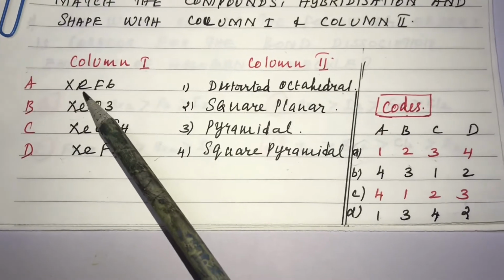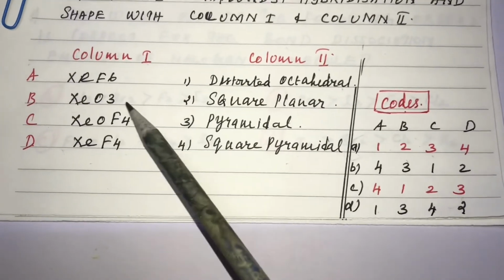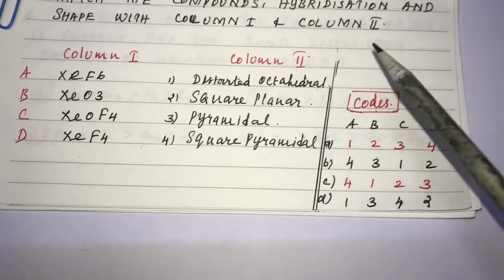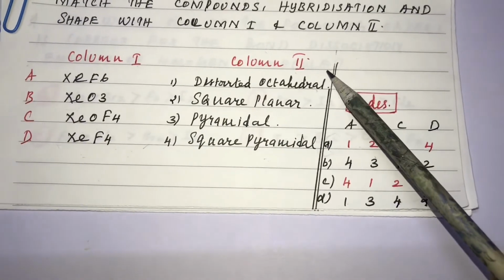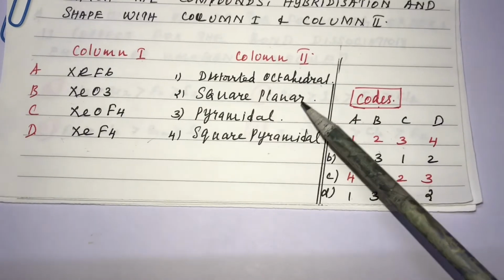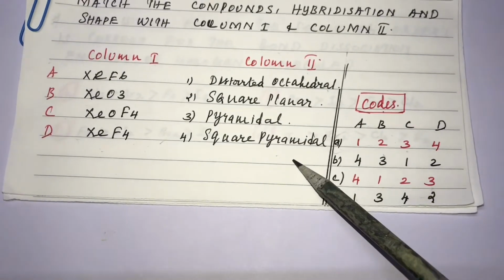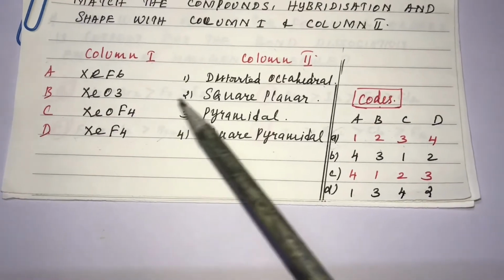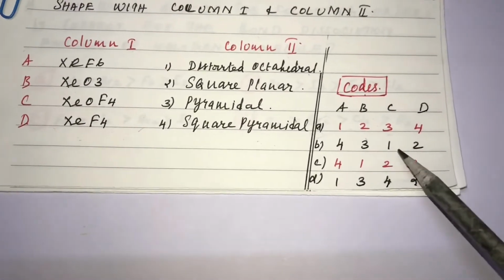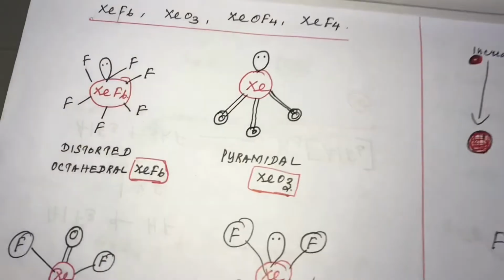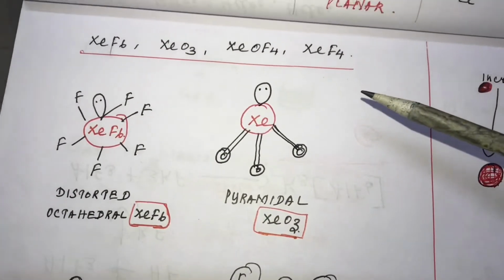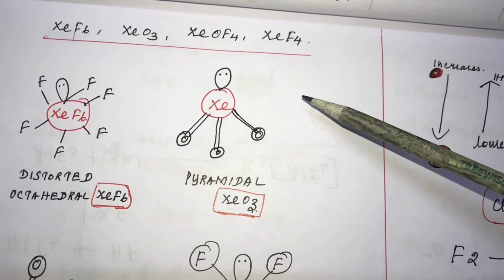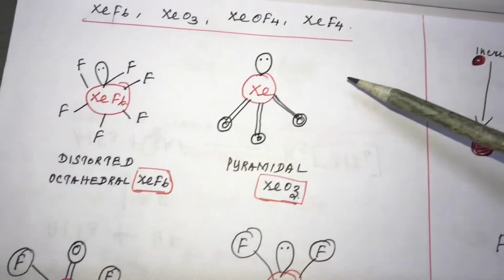Here the xenon compounds XeF6, XeO3, XeOF4 and XeF4. Here the shapes of the molecules are distorted octahedral, square planar, pyramidal and square pyramidal. We have to match the correct molecular shape of each compound. For that, matching codes are given. Here there are 4 xenon compounds given: xenon hexafluoride, tetrafluoride, XeO3 and XeOF4.